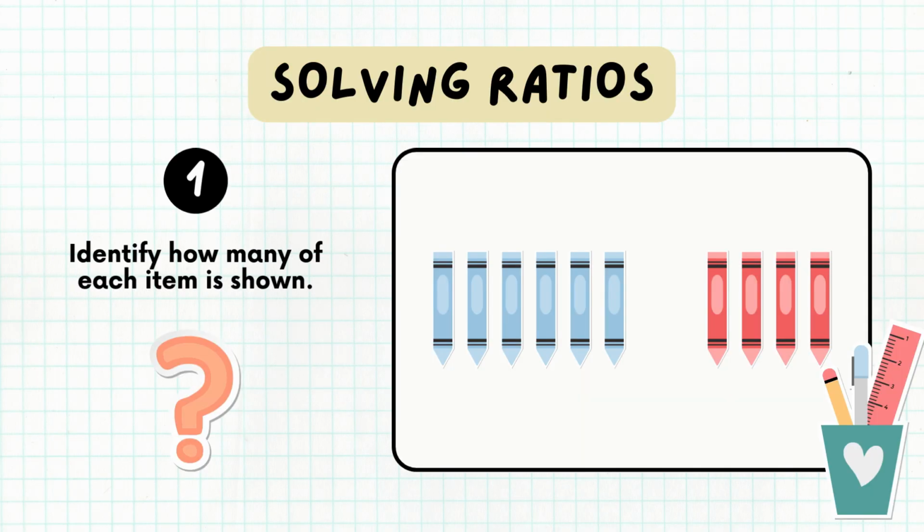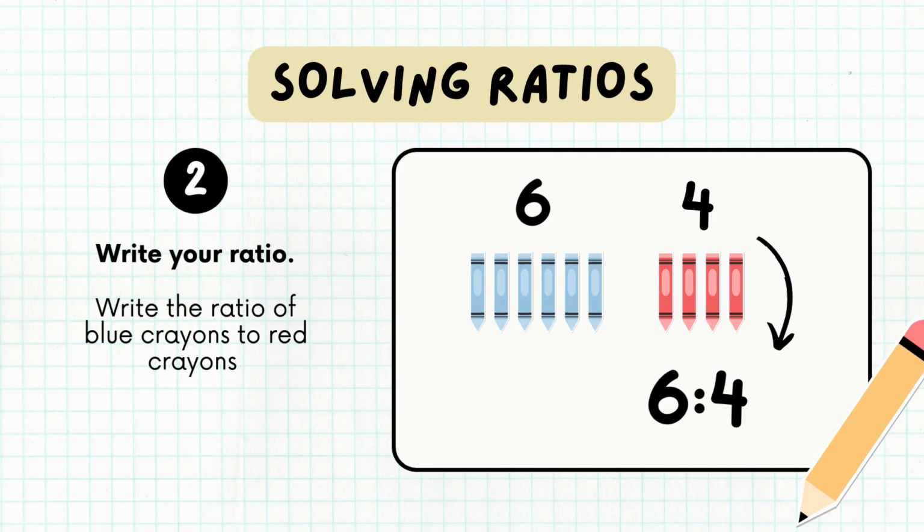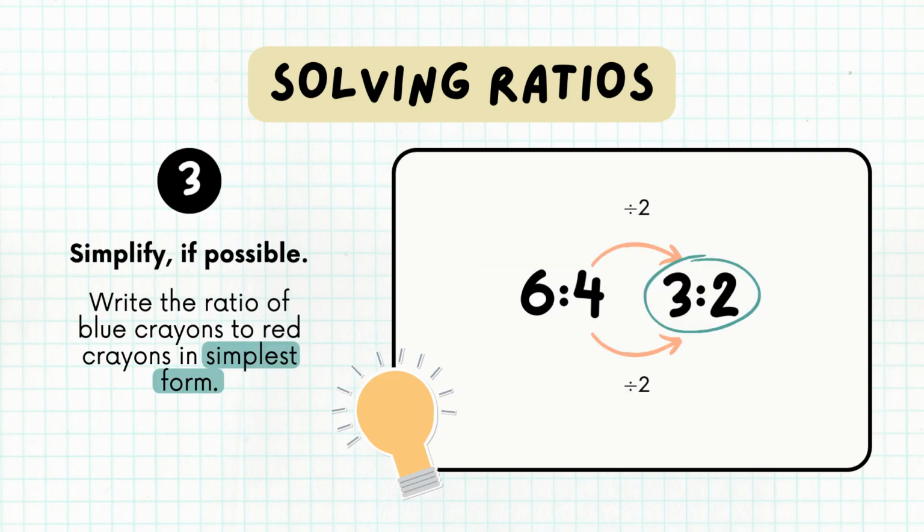First, we need to find out how many blue crayons we have and how many pink crayons we have. If we have 6 blue crayons and 4 pink crayons, the ratio is 6 to 4. Sometimes ratios can be simplified, just like fractions. Both numbers can be divided by 2, so the simplest form of the ratio is 3 to 2.